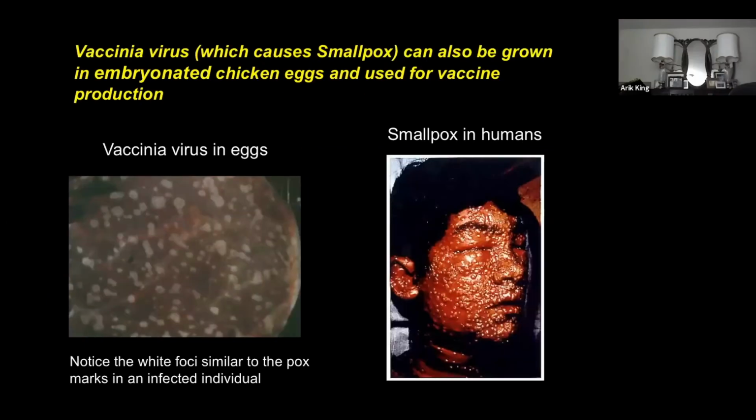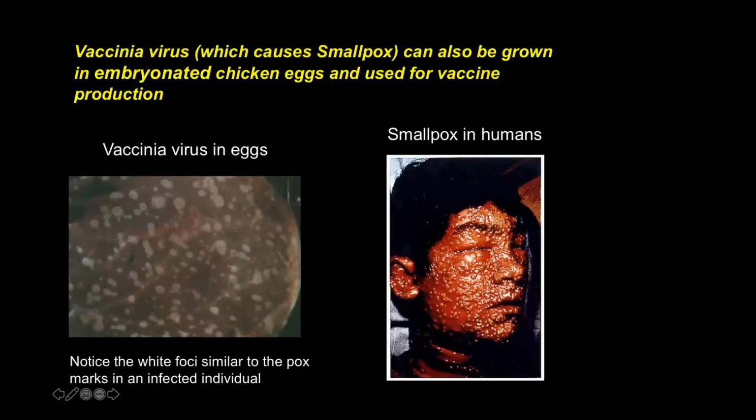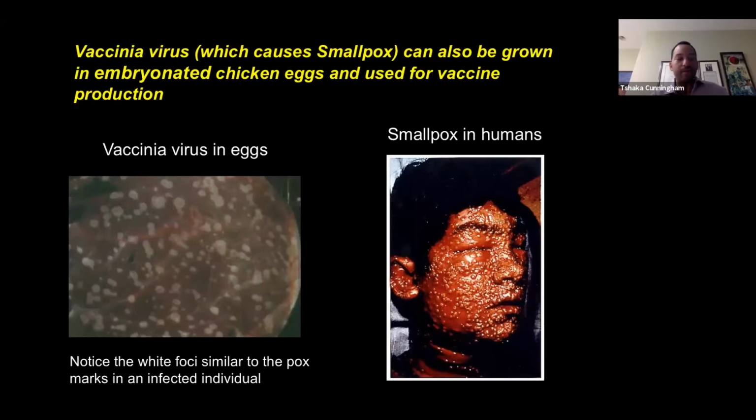Okay, but you can grow smallpox in eggs too, right? When you take smallpox virus and put it in an egg, it gives you pox almost like on a human, and this is actually smallpox. This is what a really severe case of smallpox looks like. Now, smallpox has been eradicated. Yikes! It was one of the first viruses to be eradicated from the human population.